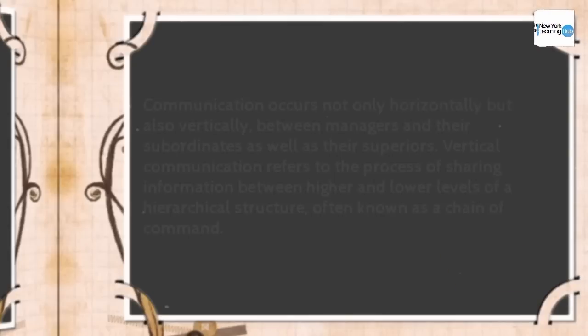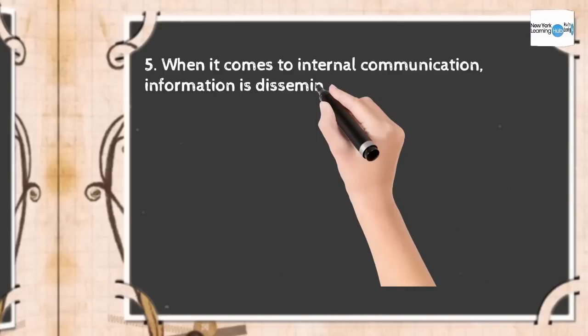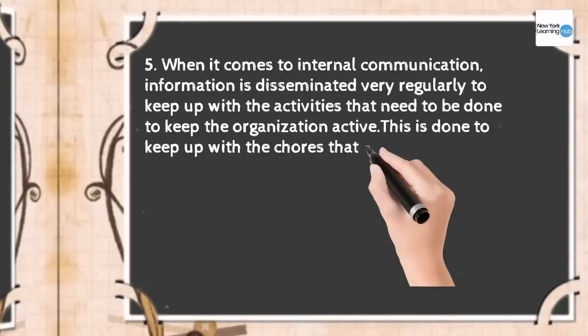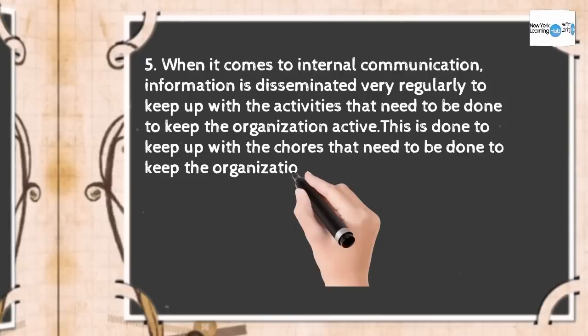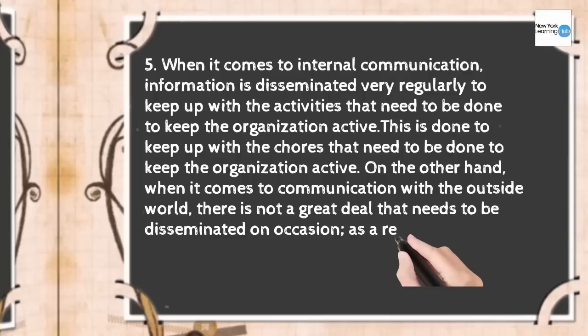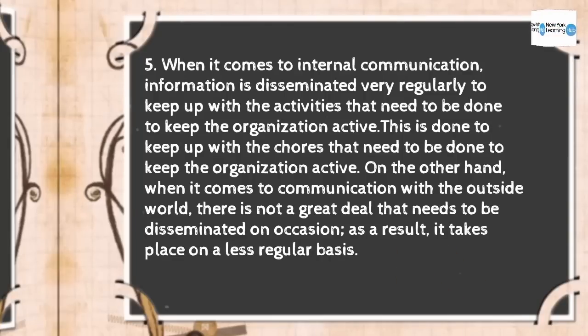4. When it comes to internal communication, information is disseminated very regularly to keep up with the activities that need to be done to keep the organization active. On the other hand, when it comes to communication with the outside world, there is not a great deal that needs to be disseminated on occasion. As a result, it takes place on a less regular basis.